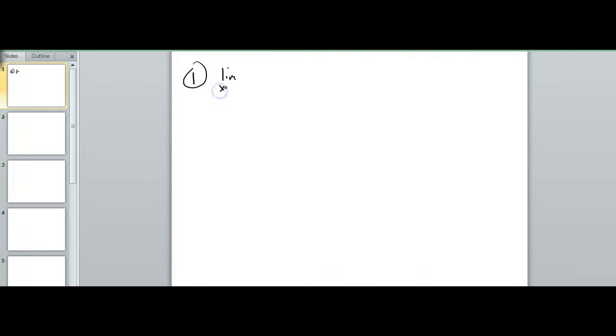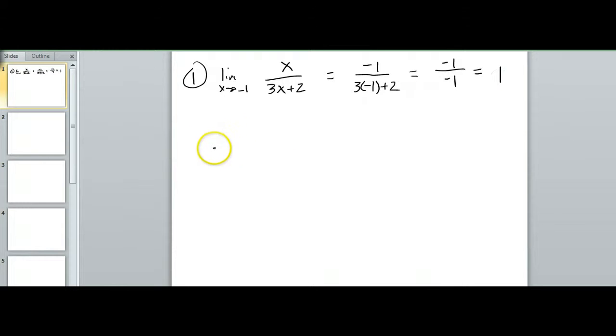Alright, so the first one we're looking at the limit as x goes to -1 for this function. And notice that -1 does not cause division by 0 here. So because of that, I can just stick a -1 in here everywhere that I see an x. So I get a -1 up top, I get a -1 down below. -3 plus 2 is -1, and then a -1 divided by -1 is +1.